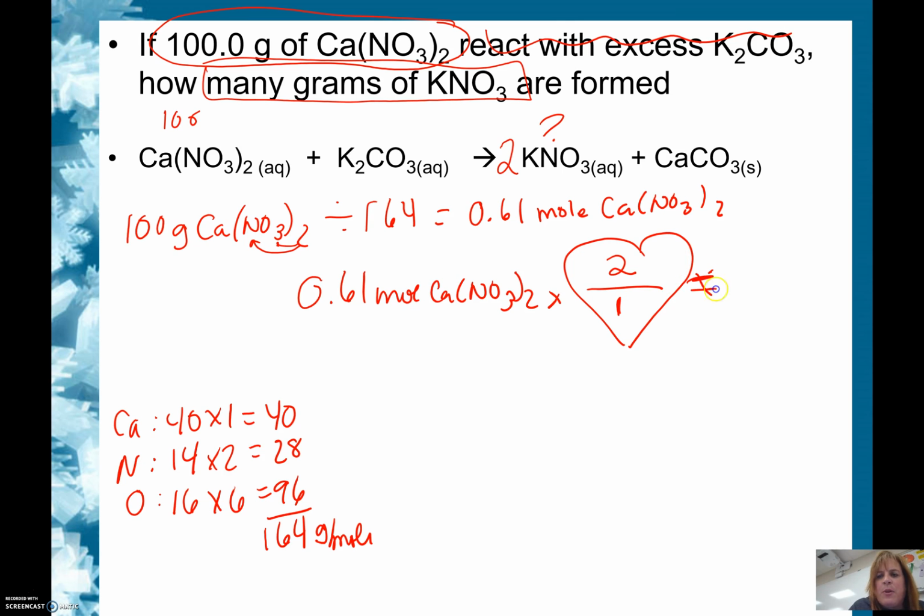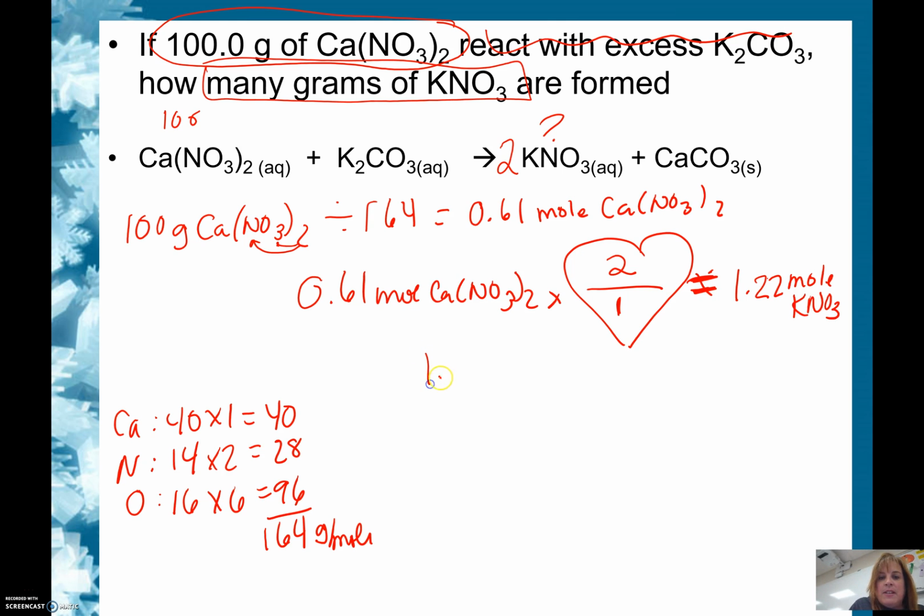So just like the last problem, and like I said, that's a coincidence, right? We're going to take 0.61 and multiply by 2, and that's going to give us 1.22, and this is now moles of our potassium nitrate, that thing we're trying to find. Remember, that's what this mole ratio does. It converts us from one substance to another.